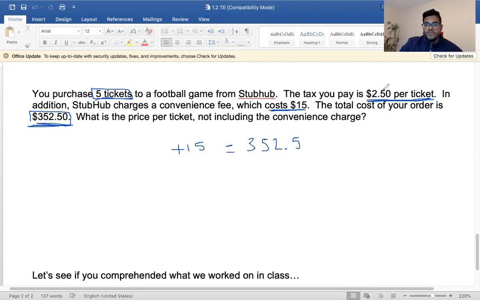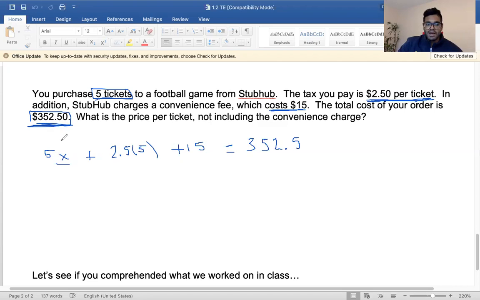Now we have a tax of $2.50 per ticket, and we have 5 tickets. So I can write this as 2.5 times 5. And we bought 5 tickets, but we need to know the cost of those 5 tickets. Right? Everything's in terms of cost. We have 5x plus this whole thing is going to equal $325.50.